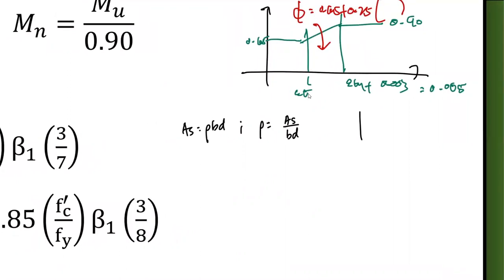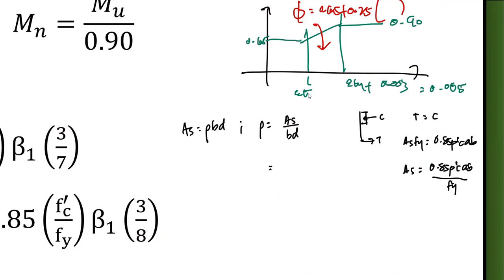strain or stress diagram, makikita natin before, ito yung ating compression, ito yung ating tension. Pwede natin equate yung dalawa, T is equals to C. Yung T natin is ASFY, yung ating C ay 0.85 F prime C AB. Okay? So, we can get AS value as 0.85 F prime C AB over Fy. Then, we can substitute it back dito sa formula natin. So, 0.85 F prime C AB over BD. Okay?